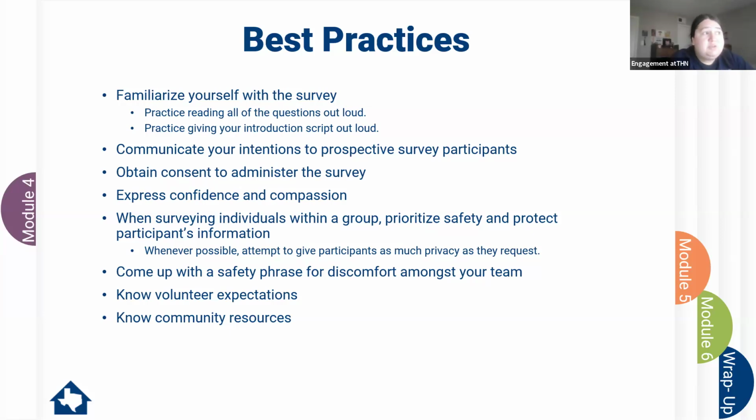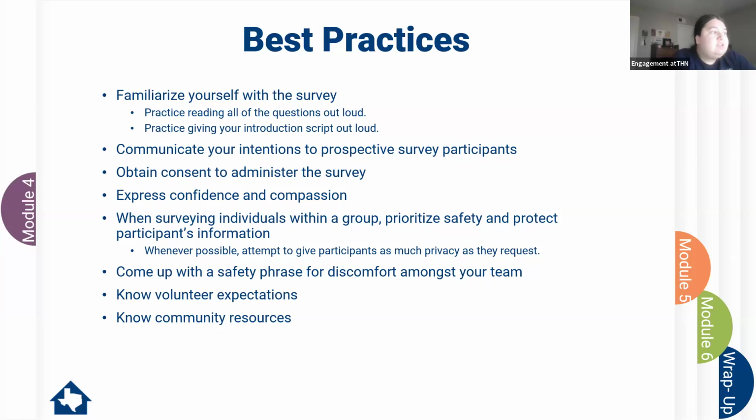Communicate your intentions to prospective survey participants. Let them know what you're doing. We want to make sure that people are aware of what's happening. Obtain consent to administer the survey. Express confidence and compassion. And when surveying individuals within a group, prioritize safety and protect participants' information. Maybe you have a group of 5 or 6 people. We can individually survey them, and maybe separate them a little bit from the group just so that their information is safe. And whenever possible, attempt to give participants as much privacy as they request.